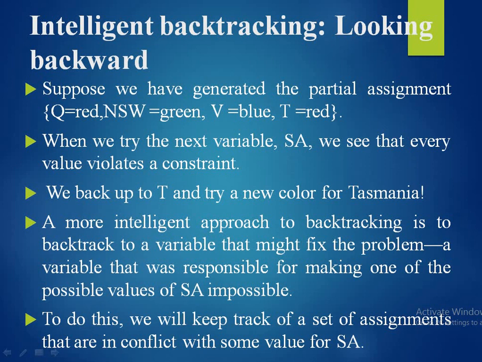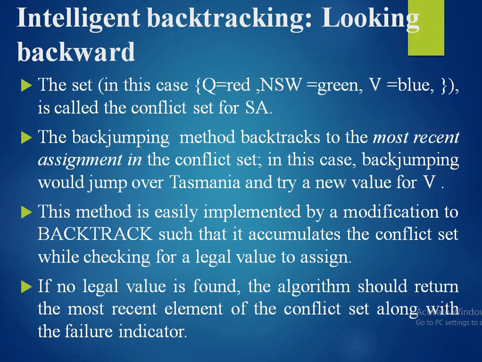A more intelligent approach to backtracking is to backtrack to a variable that might fix the problem, a variable that was responsible for making one of the possible values of SA impossible. To do this, we will keep track of a set of assignments that are in conflict with some value of SA. The set, in this case Q is equal to red, NSW is equal to green and V is equal to blue, is called the conflict set of SA.